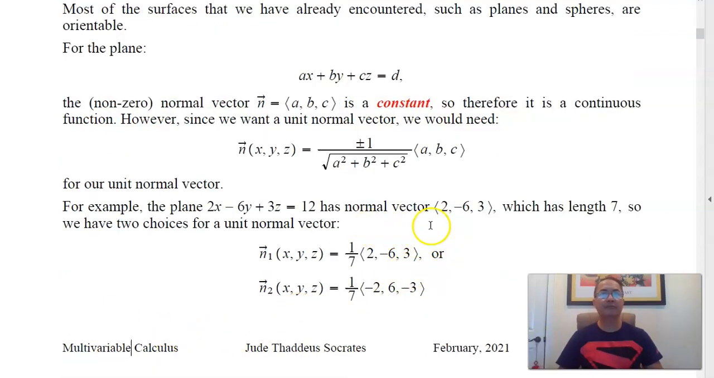If you have this plane, for example, 2x minus 6y plus 3z is 12, we know that the normal vector is <2, -6, 3>. How long is this vector? 4 plus 36 is 40, plus 9 is 49. The square root of 49 is 7. So we have two choices for our normal vector. We can take 1/7 of this vector, or negative 1/7 of that vector. I switch the sign for that vector in our second unit normal vector.